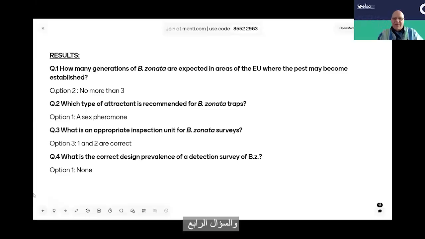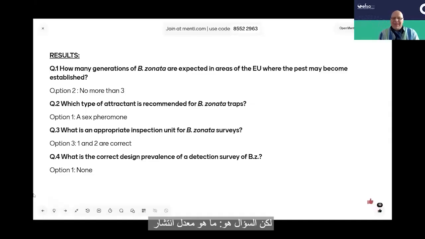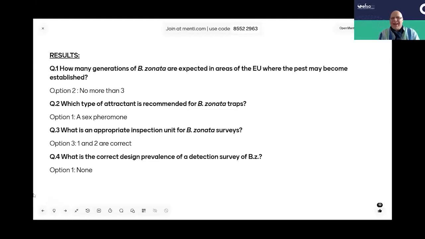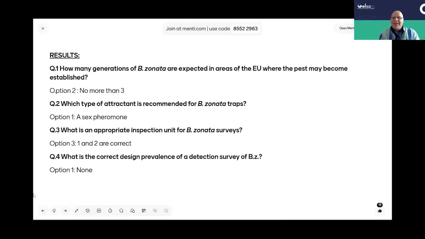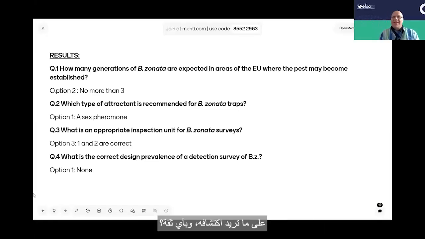And the fourth question was made to make you answer as you did. You were all ticking the regulated 2%. But the question is asking, what is the correct design prevalence of the detection survey? And the word here is correct. We have discussed that the design prevalence and the confidence limit are a managerial decision. So in principle, there is no correct design prevalence, because it depends on what you want, when you want to detect it, and with what confidence. So therefore, it was actually correct to take A. There is no correct design prevalence.